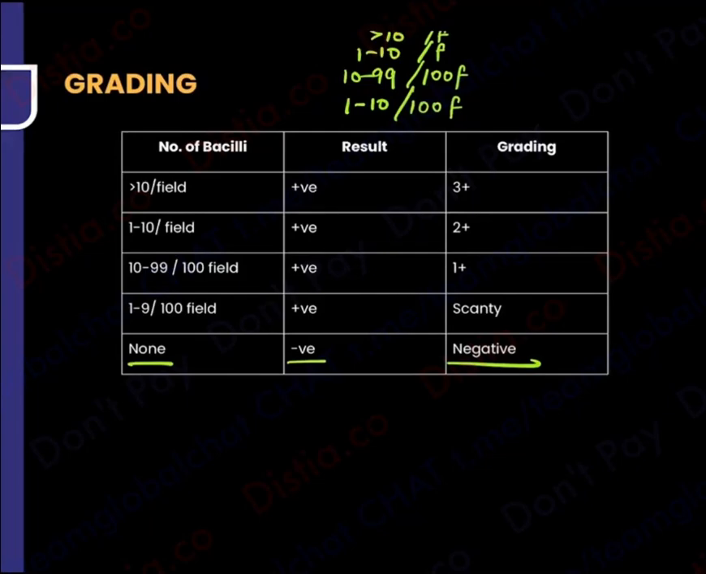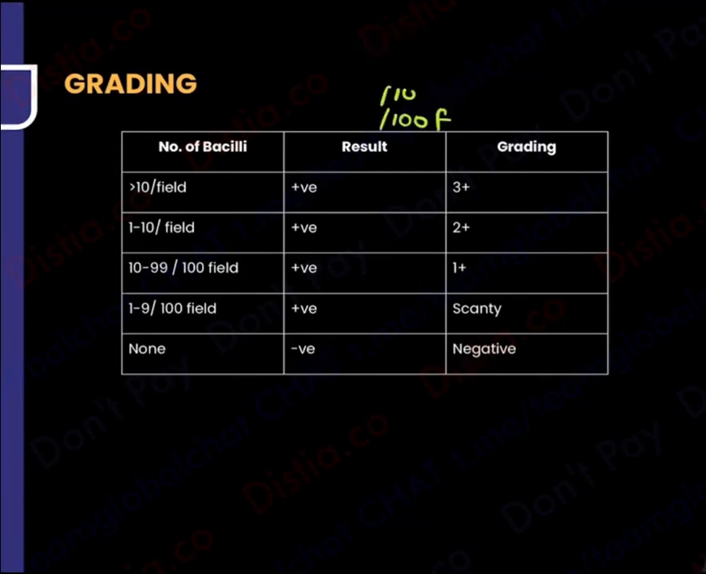100 fields, 100 fields, 1 per field, 1 per field. Abhi bhi clear nahi hua? Dobara karo. 100 fields, 1 field, 1 field. How have I learnt it? 1 to 10, more than 10, 1 to 10, more than 10.